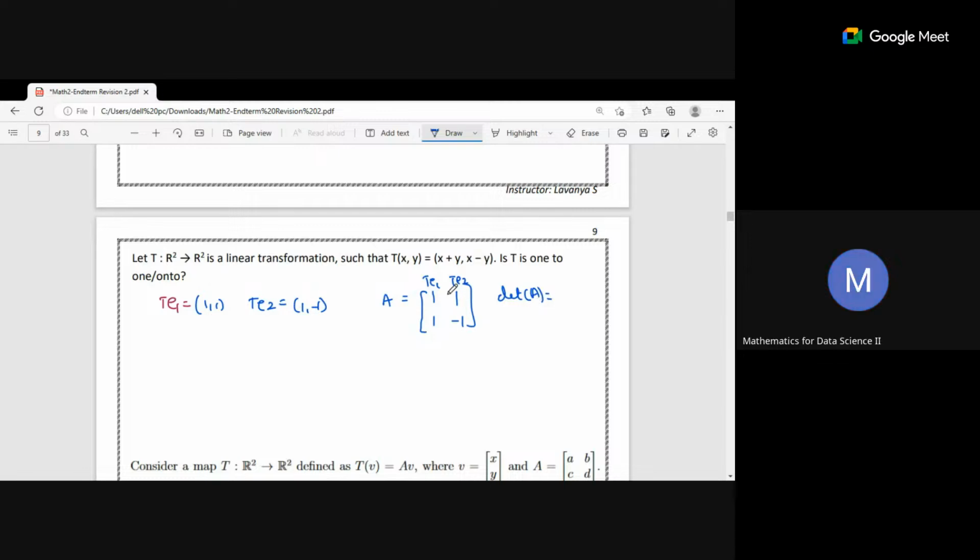Non-zero. Yes, -1, -1, -2, which is non-zero. It means rank of A is equal to 2. If rank of A is equal to 2, you know that T is 1 to 1 and onto. First of all, determinant non-zero itself will tell you that T is 1 to 1 and onto. Is this clear? How we did this? Yes, ma'am.